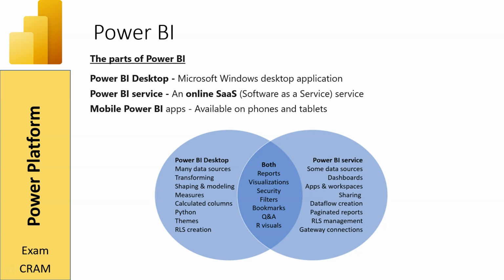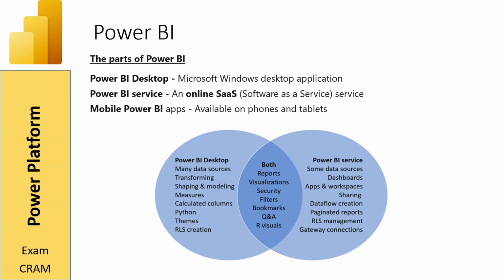Then third is Power BI. Power BI is more about analytics and how to visualize the data and make decisions from the data. So for the exam, this is important. There are 3 parts of Power BI: Power BI desktop, Power BI service, which works online like software as a service, and mobile Power BI. So then you need to remember things which are common in both Power BI desktop and Power BI service, and what are the things which distinguish them.